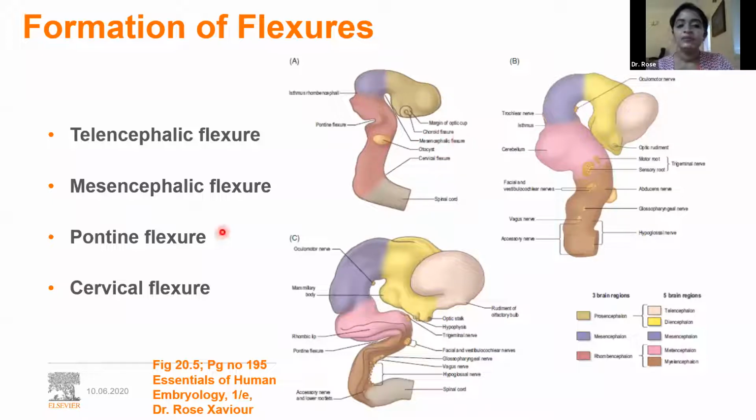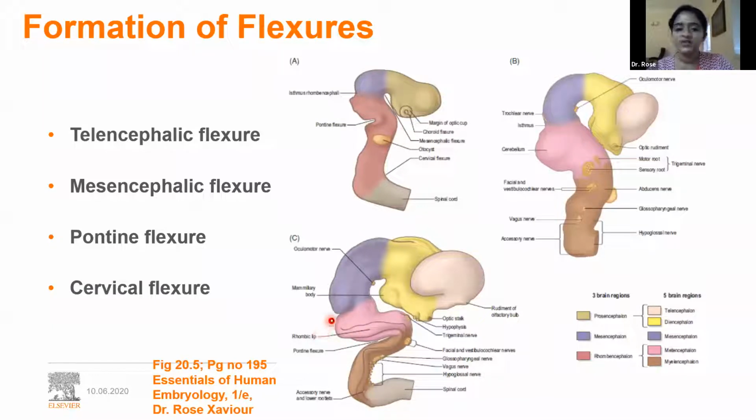Then the next one is the pontine flexure. This region is the rhombencephalon, which is further divided into metencephalon and myelencephalon, right? Between the metencephalon and myelencephalon, there is a flexure known as the pontine flexure. At this point, I would like to mention one more thing. Here you can see that the pontine flexure is getting deepened, so that a lip is formed in the upper part, and you call it the rhombic lip. So when you are asked about the developmental source of the cerebellum, it is the rhombic lip.